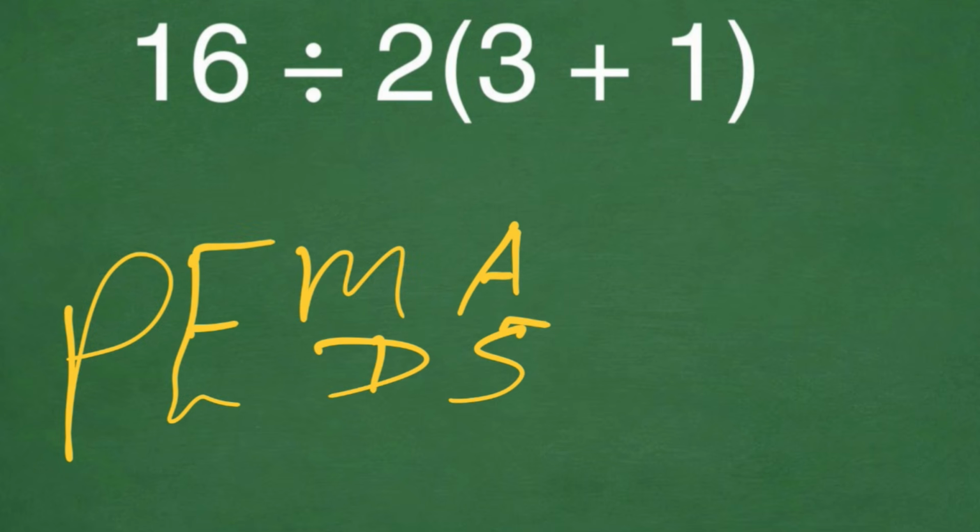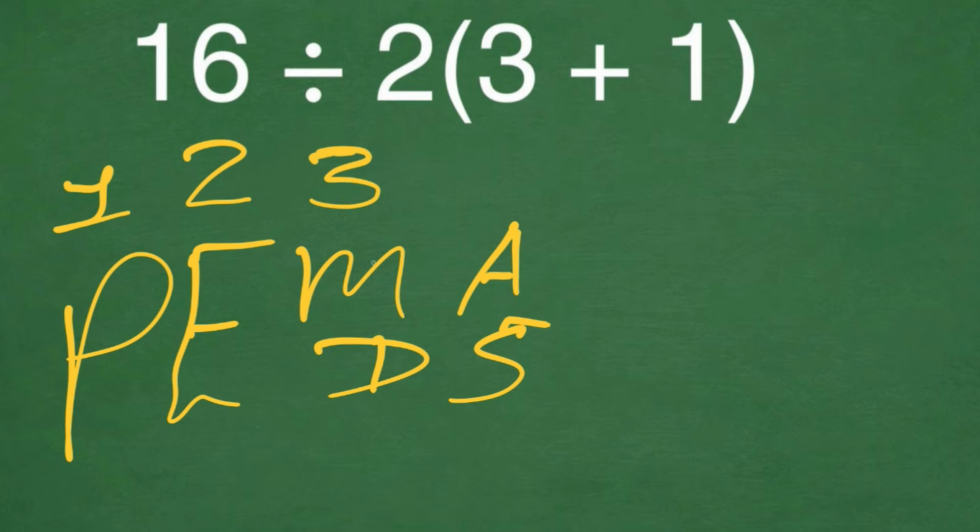So according to the order of operation PEMDAS, the first thing to solve is parentheses, right? And the second thing to solve is exponent. And then the third thing to solve is multiplication or division. And finally, we have to solve addition or subtraction.